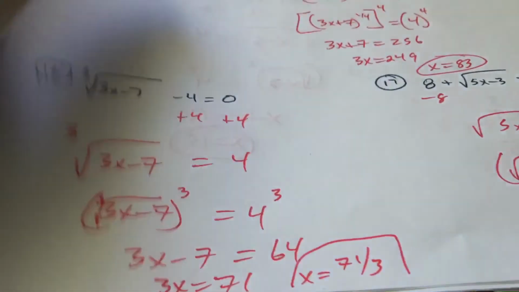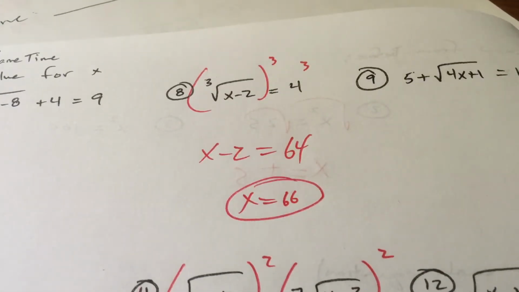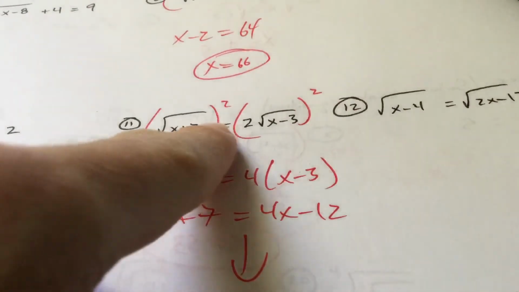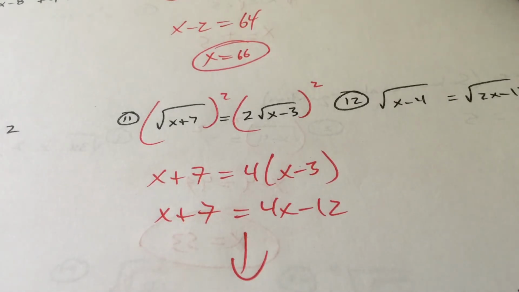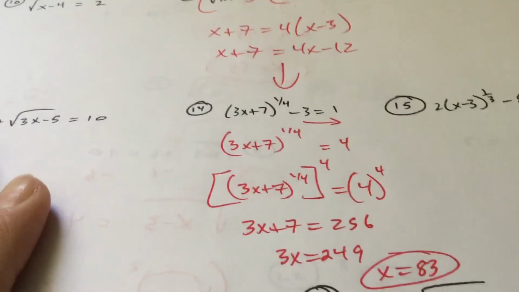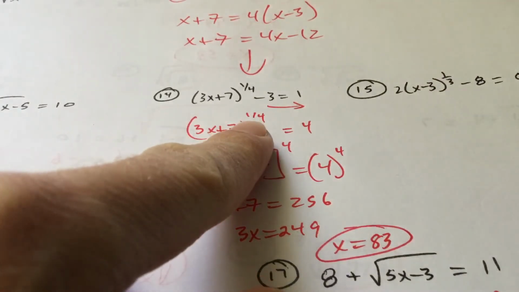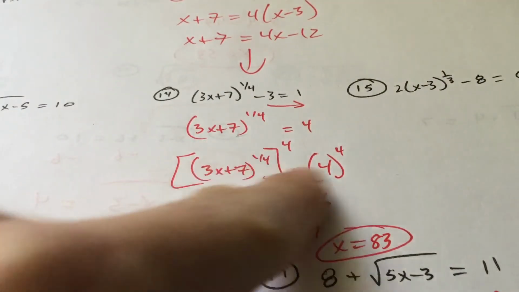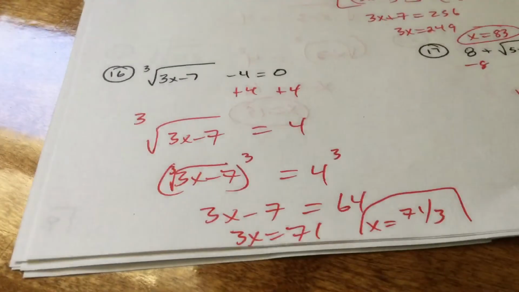The next page is just hashtag game time. You're going to cube both sides, add 2. You're going to square both sides. Just be careful. When you square 2, you get 4. That drops down. Use distribution. Go from there. You're going to add 4, or add 3 to the other side to get 4. What's the reciprocal of 1/4? It's just 4, so you're going to raise everything to the 4th power. Go from there. All right, so on 16, add 4 to both sides.